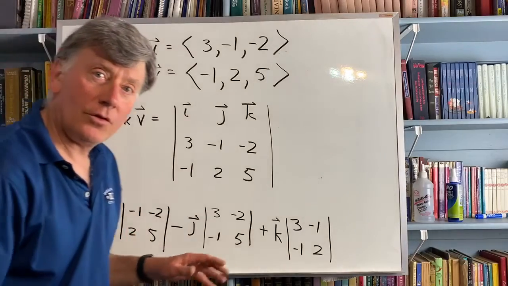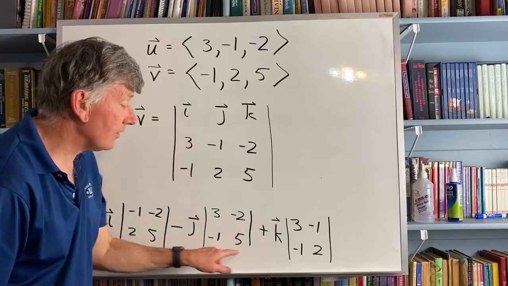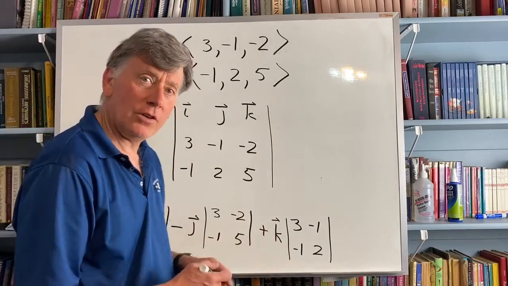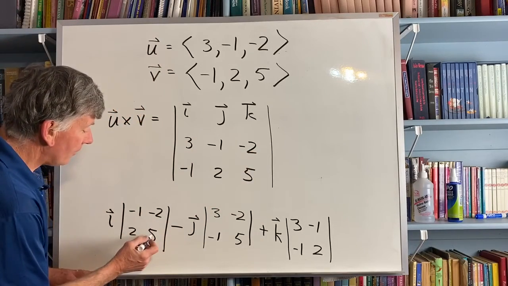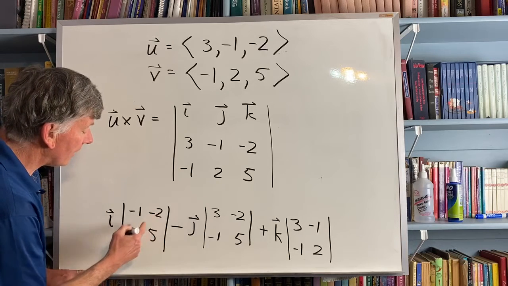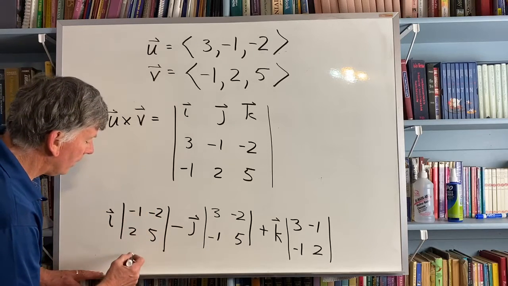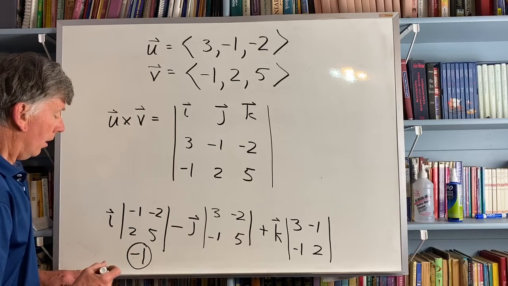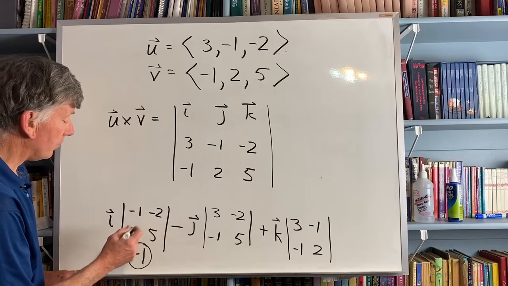Now, for room's sake, because my board is so small, I'm just going to write the answer to each one of these determinants right below it, and then my answer, the full vector, I'll write off to the side. So minus 1 times 5 is negative 5, minus 2 times negative 2 is positive 4, and negative 5 plus 4 is minus 1.